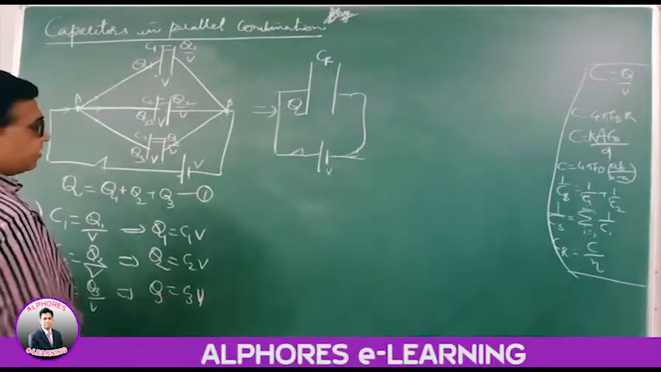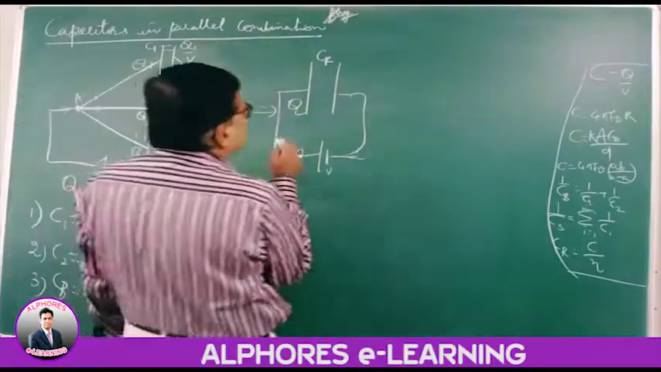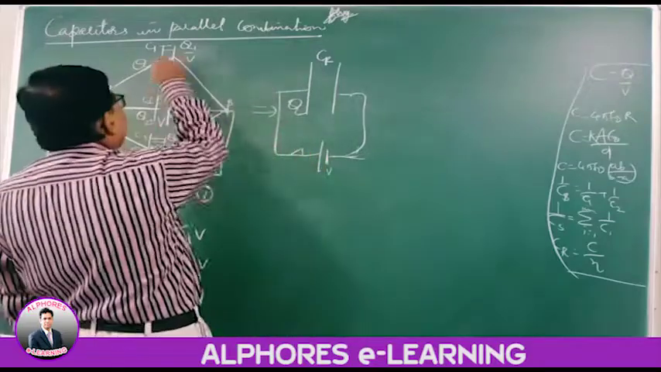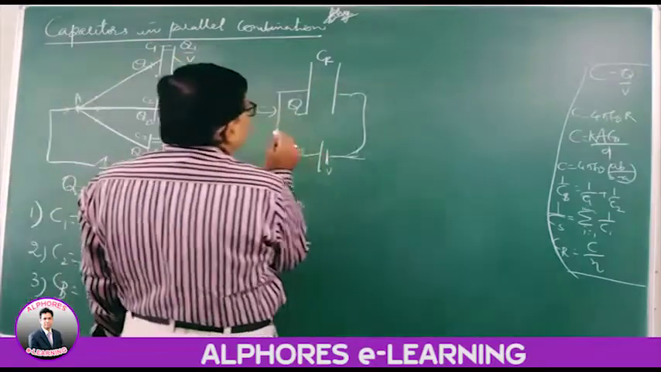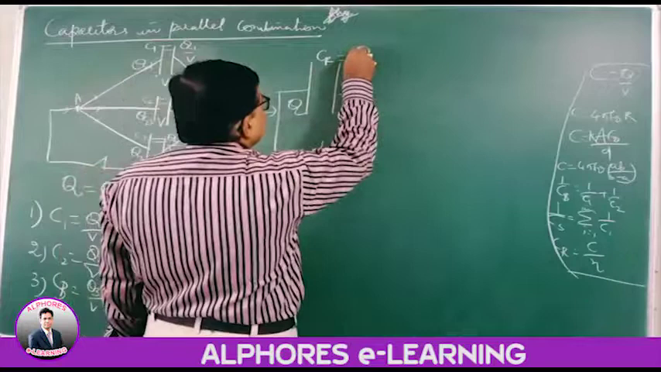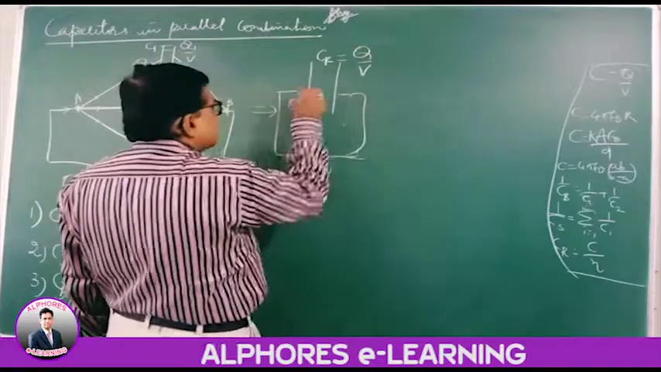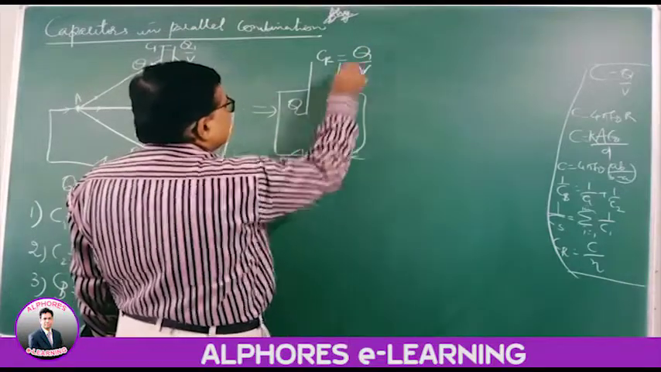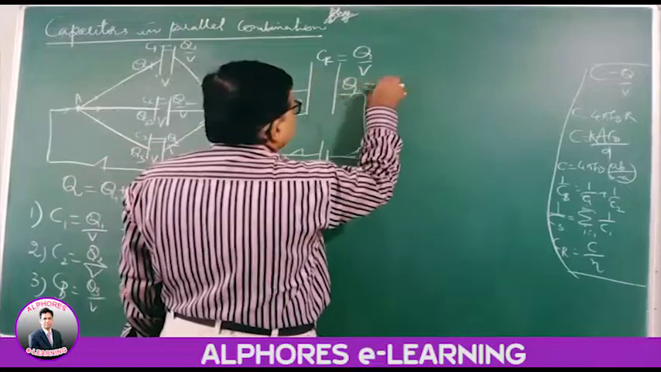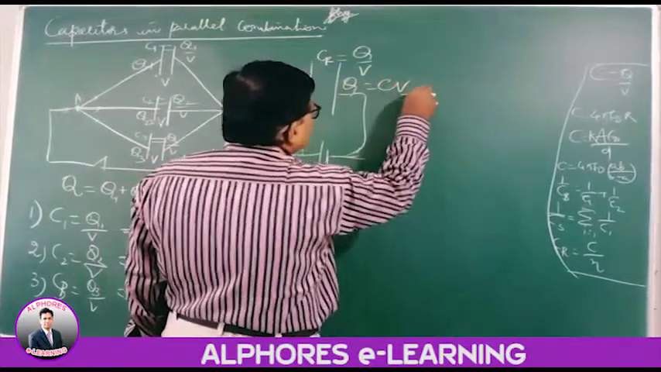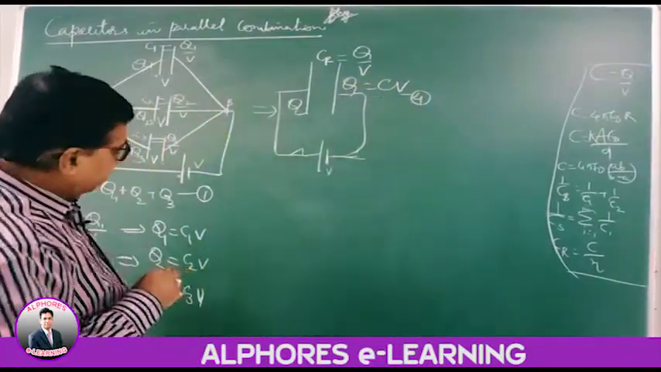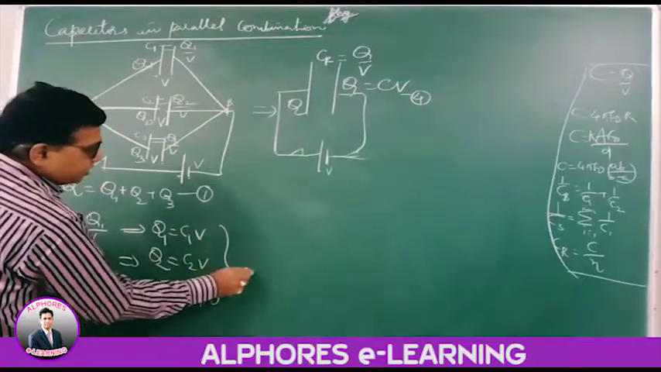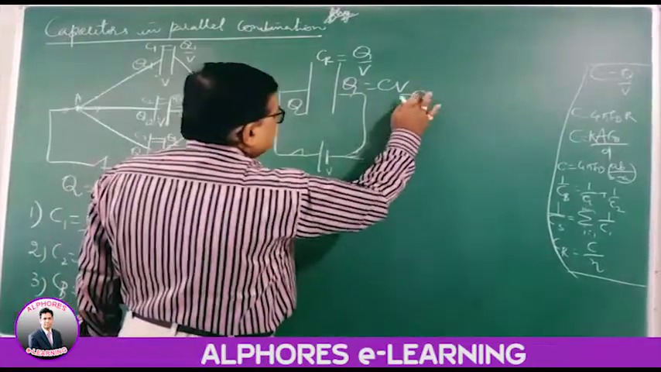So when I come to the effective capacitance, these three are equivalent to this, so it is called the equivalent capacity or the effective capacity. This is Q by V. The total charge is Q, the total potential is V. So from this I can write Q is equal to CV. This is equation 2, all these three, and this is equation 3.